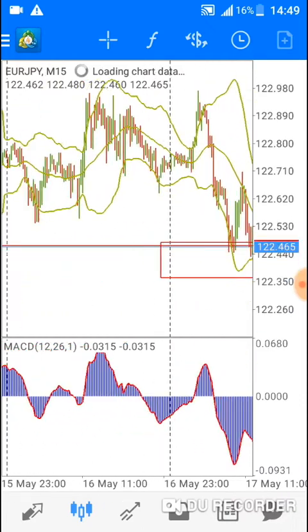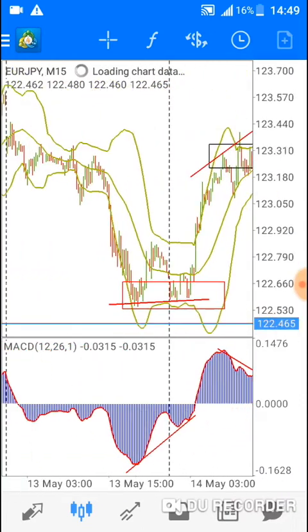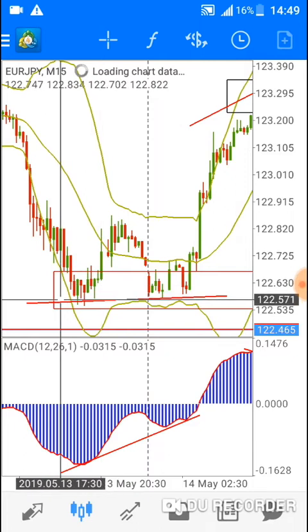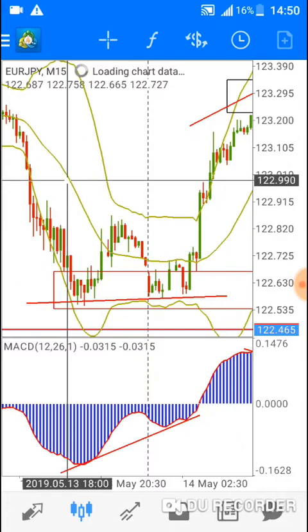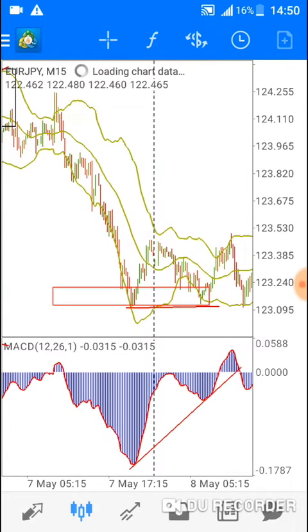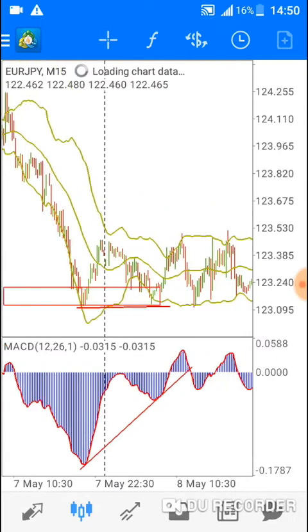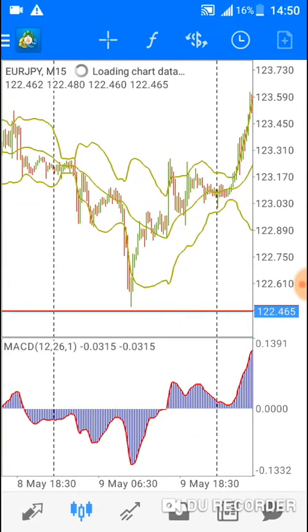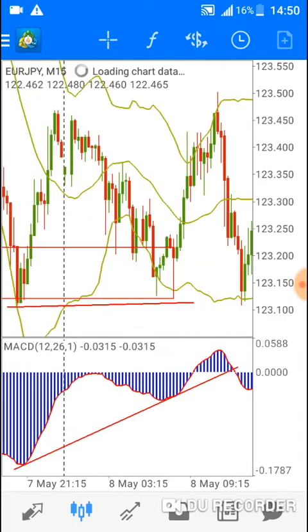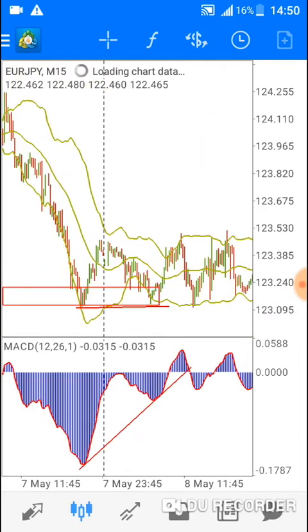So where were we there? So here we have triple bottoms, so enter here, we win our 20 pips. So another here, as you can see, it takes days before you get a setup, but once you get a setup, it is 99% gonna win.